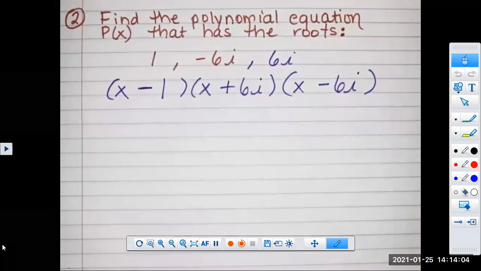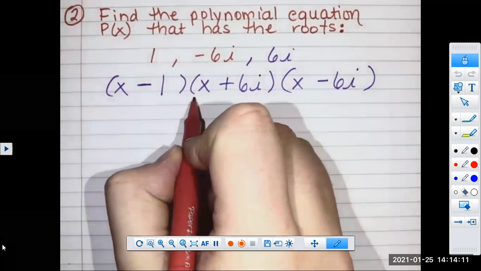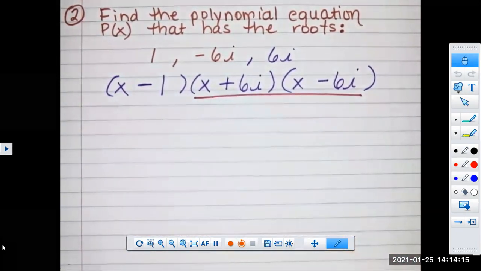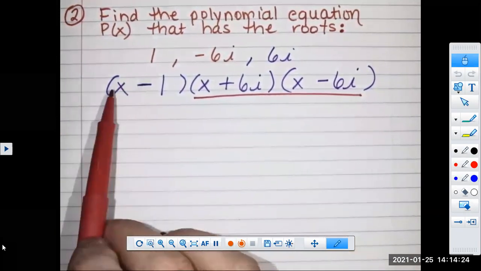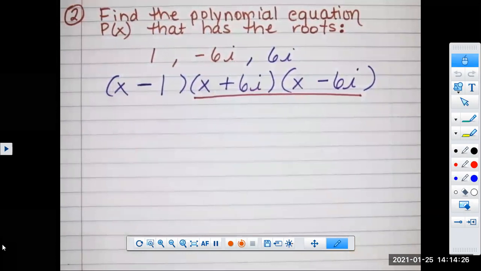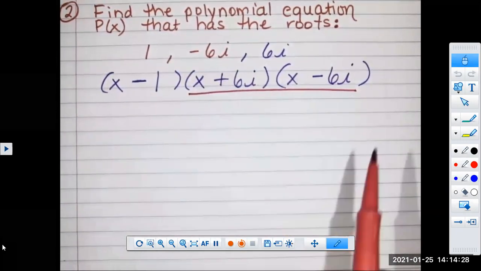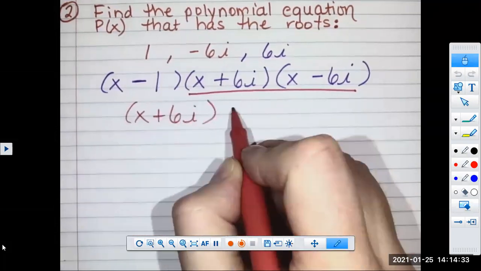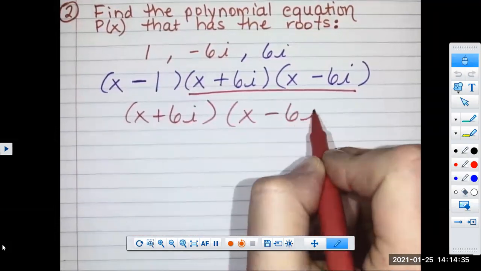From here, we have to multiply all of this out. You always want to multiply your complex numbers together first, because your i's should all cancel out and you'll be left with prettier numbers. So I'm not going to worry about x minus 1 for this step, and let's focus on multiplying x plus 6i times x minus 6i. And you don't have to write it again.